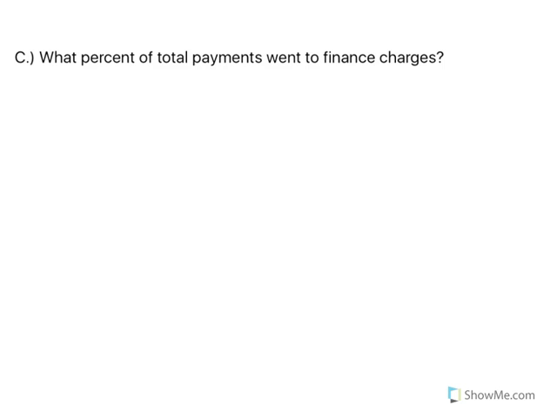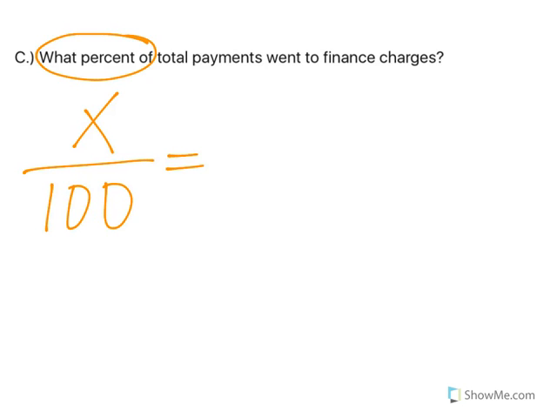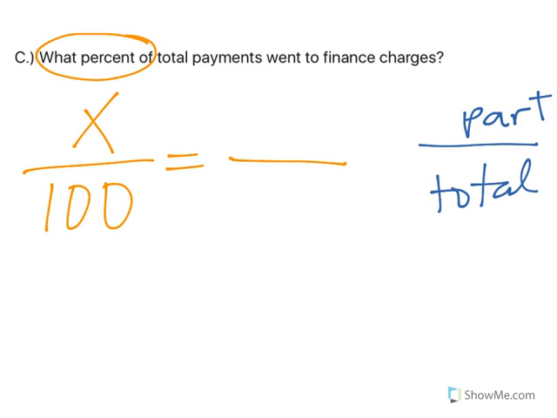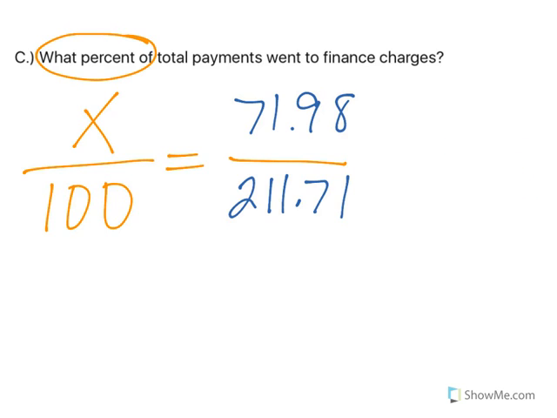Part C says, what percent of total payments went to finance charges? Well, if you recall, what percent? When I hear what percent, I automatically think x over 100, and I'm doing a comparison. So total payments and finance charges. Well, remember, on this side here, we've got a total on the bottom, and we've got part, right? Part to whole in terms of our ratio. Well, the total is going to be the total payments, $211.71, and the finance charges is part, right? Not everything we paid went to finance charges, just part of it. So we have our part to whole, and now we can solve our proportion.